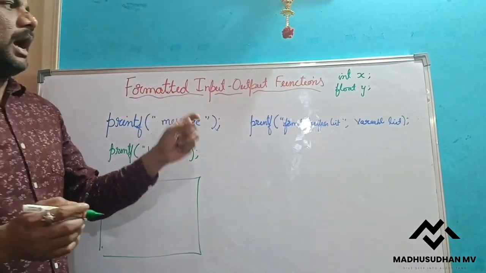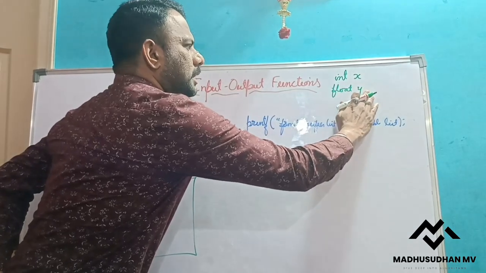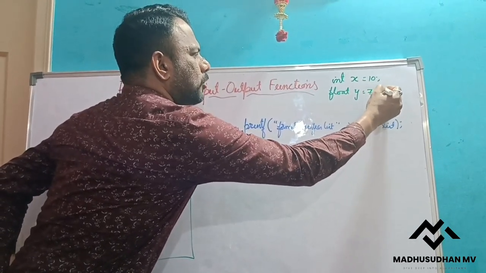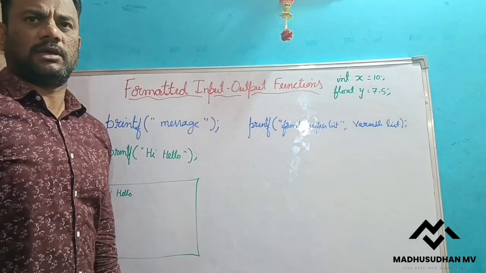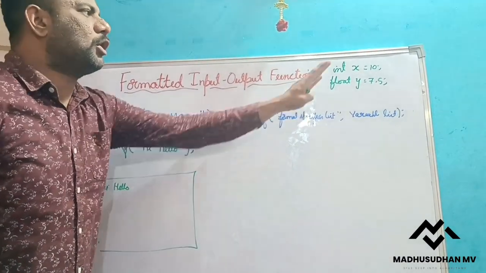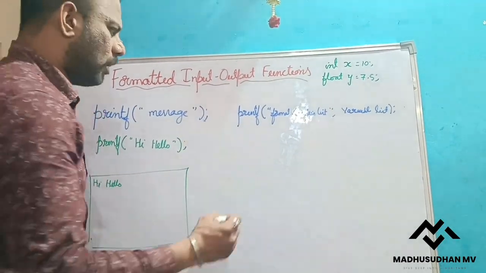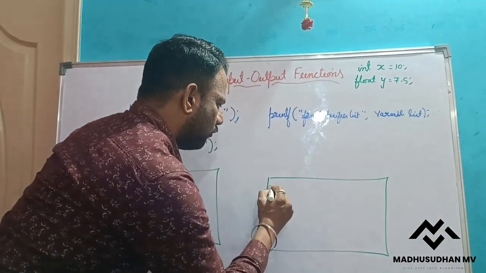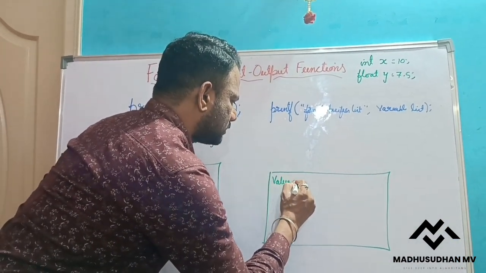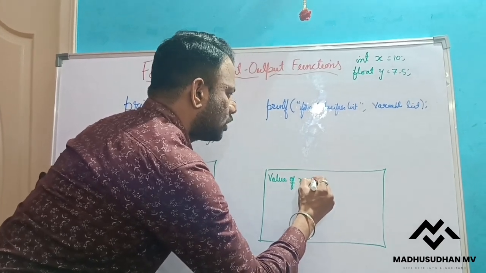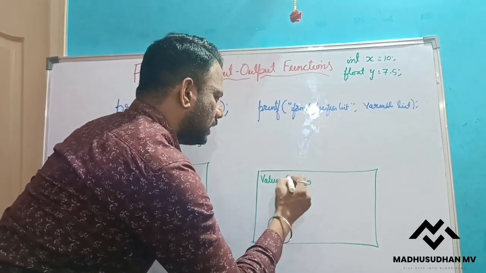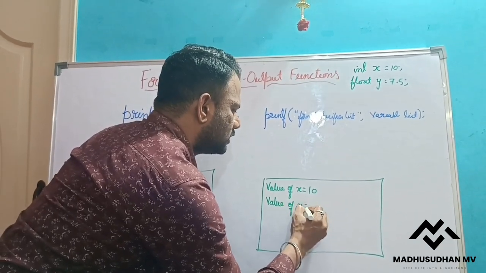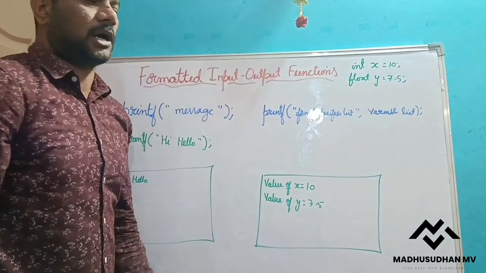Suppose, now assume I have given in my program values int x is equal to 10, y is equal to some 7.5. Assume these are the two values I have given in the program itself. Now I want to print these values. How do I want to print these values? Assume this is my screen: value of x is equal to 10. Next, in the next line, value of y is equal to 7.5. This is how I want to print.